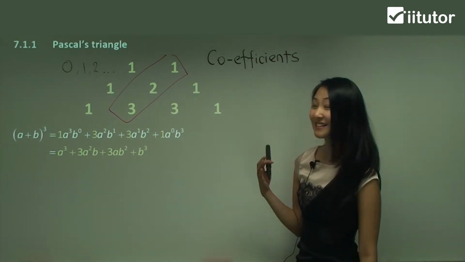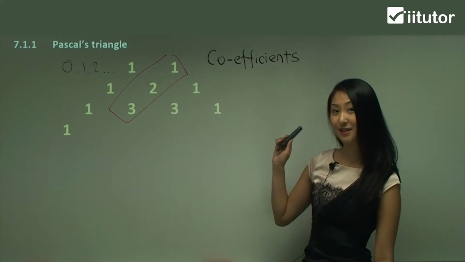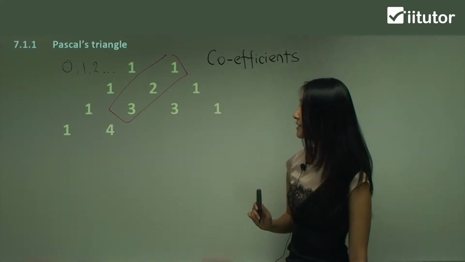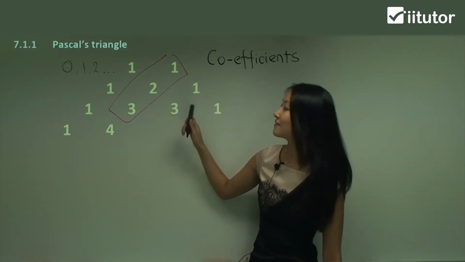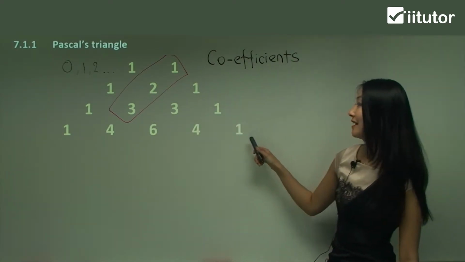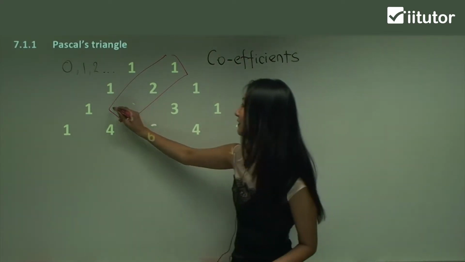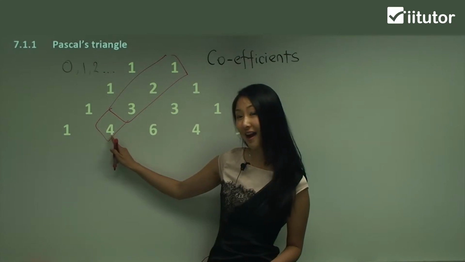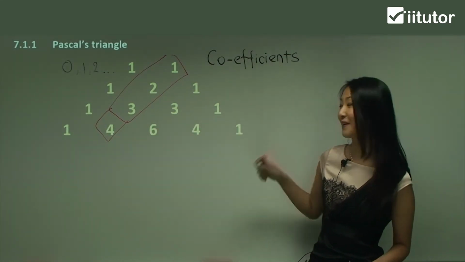So let's go on and have a look at the fourth line here. So for this one, let's work out what this series is going to be. So 1 plus 3 gives us 4, right? 3 plus 3 gives us 6, good. 3 plus 1 gives us 4 again, and that ends off with 1, okay? And if we extend this diagonal, you can see that this is going to be for the power of 4, right? And there's 1, 2, 3, 4, 5 terms, yeah? So it's following that pattern.